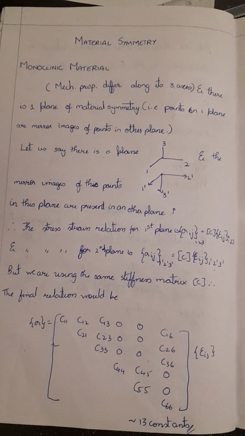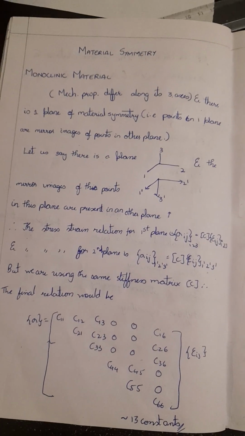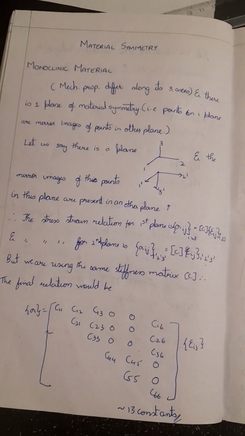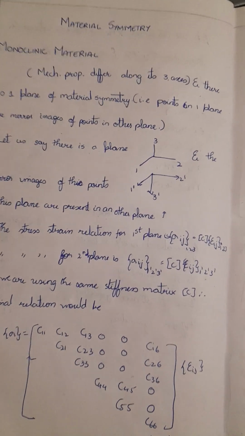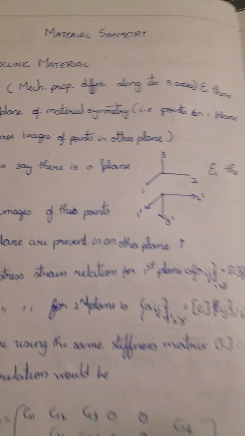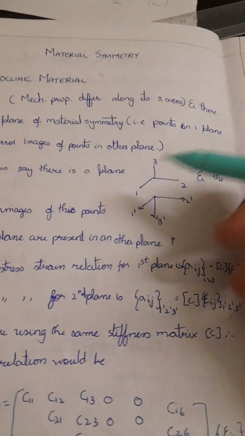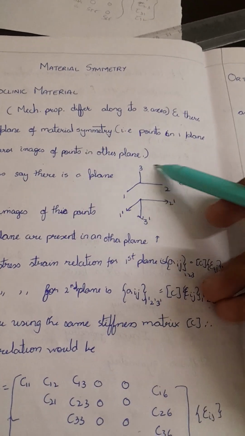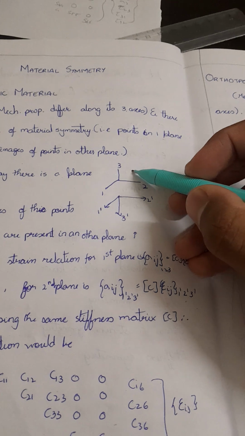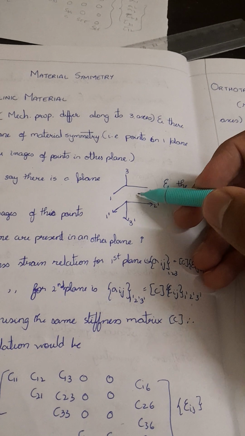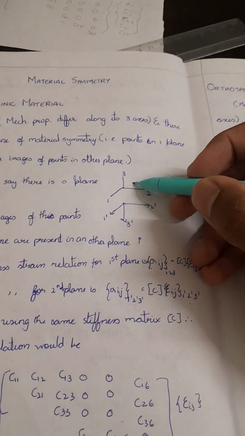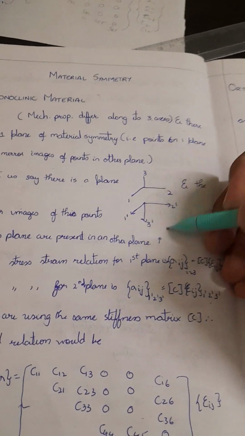So when I talk about a monoclinic material, it says that whenever I measure a property of a monoclinic material, it differs in three different directions, but there is one plane of symmetry. Now when I talk about one plane of symmetry, let's say the object basically has three planes. So this is a plane and this is another plane. When I say one plane of symmetry, if I take a set of coordinates in this plane, and if I refer them with respect to this plane, they would be the mirror images of each other. That means all the points in the first plane are symmetric about the second plane.